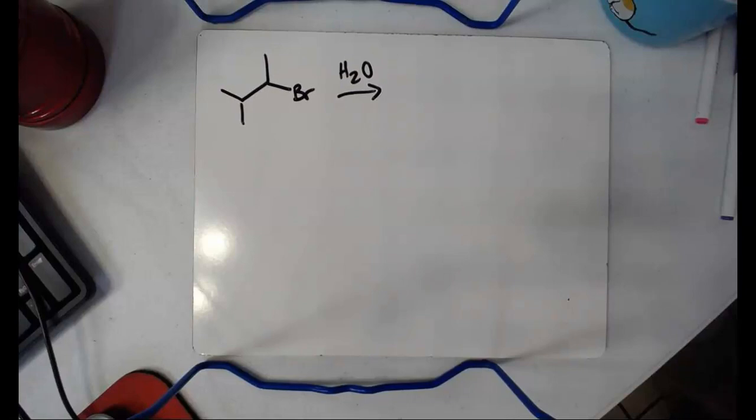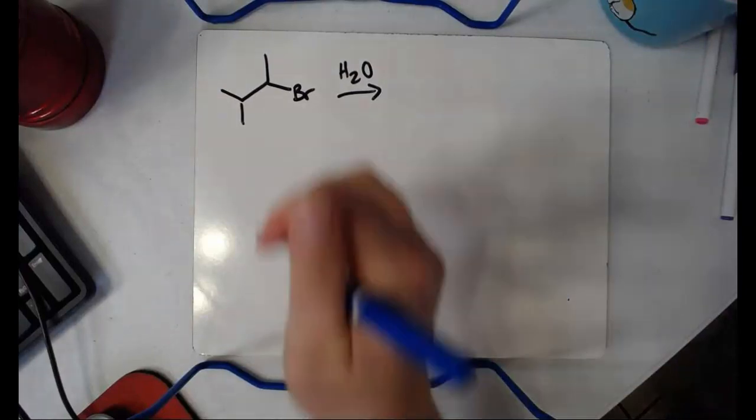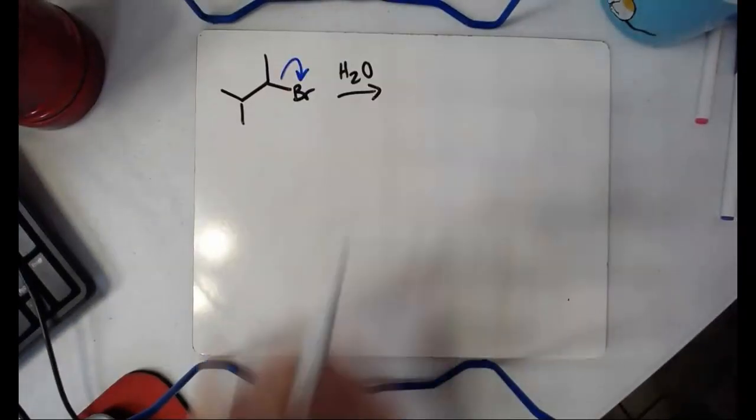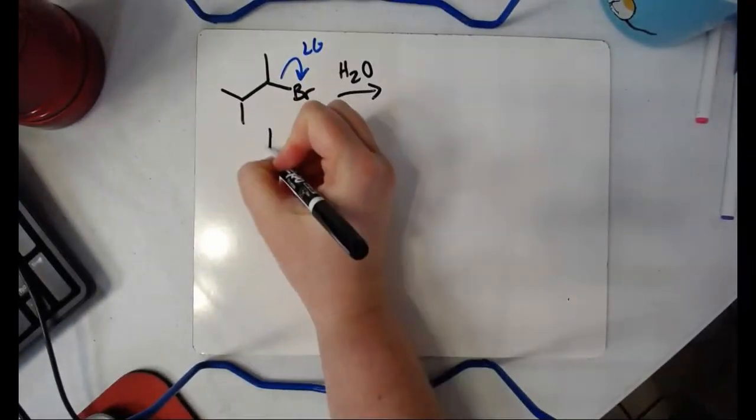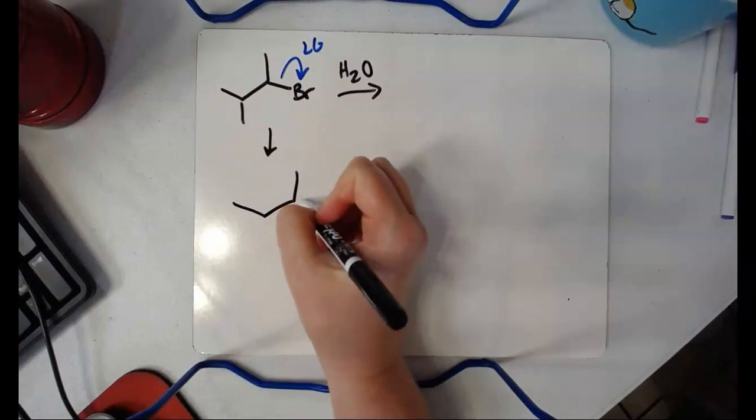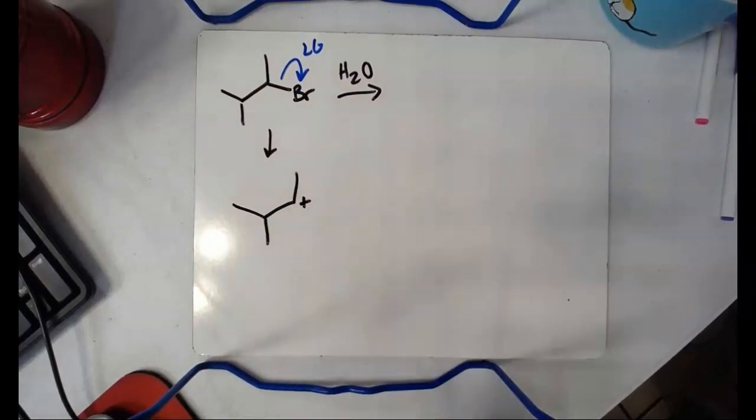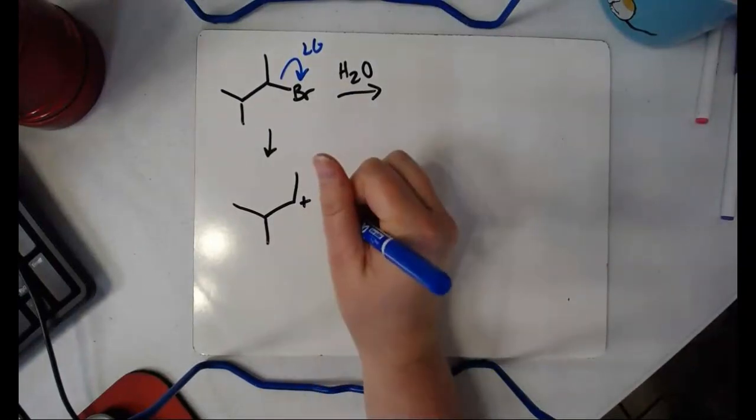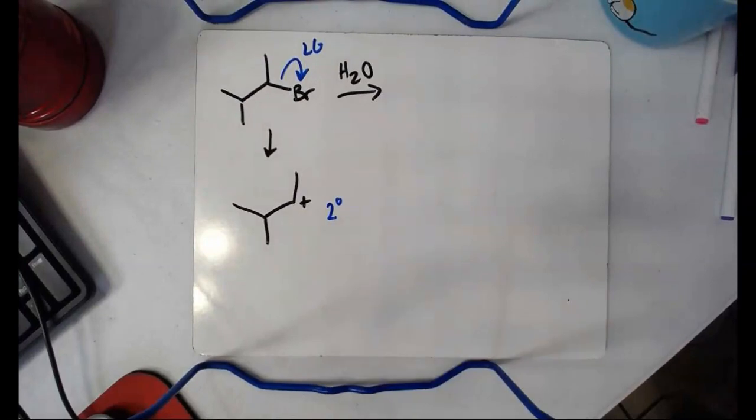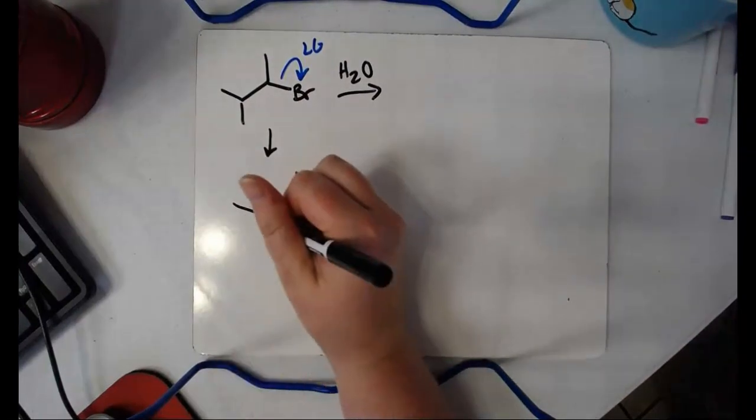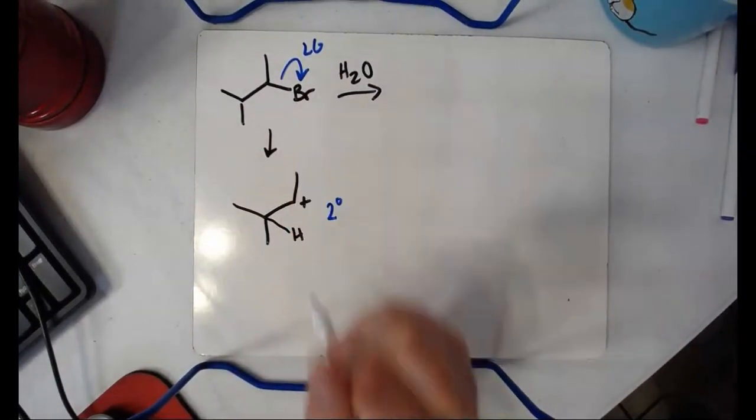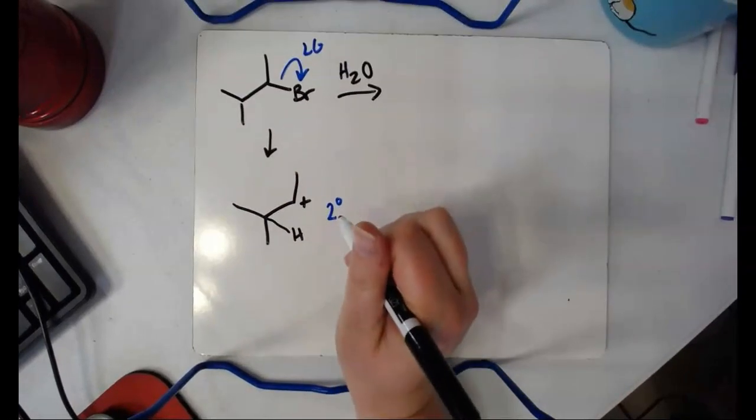So here's our first step, loss of a leaving group. Now we have a secondary carbocation. We want to make this as stable as possible. So what we're going to do is take a hydrogen and shift it over.